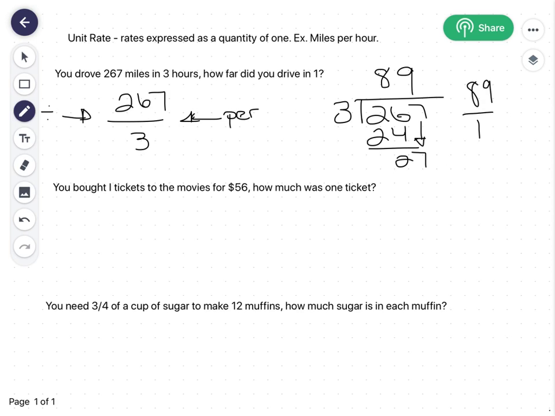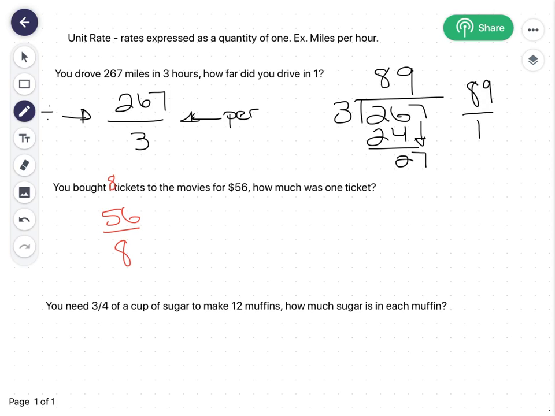All right, so I'm going to switch colors here. So the next example is you bought, oh, that's not supposed to be I tickets. It's supposed to be the number 8. So a quick change here. You bought 8 tickets to the movies for $56. How much did you pay for 1 ticket? Again, we know how much we paid for multiple tickets. We need to find out how much we paid for just 1, or the unit rate for 1 ticket.